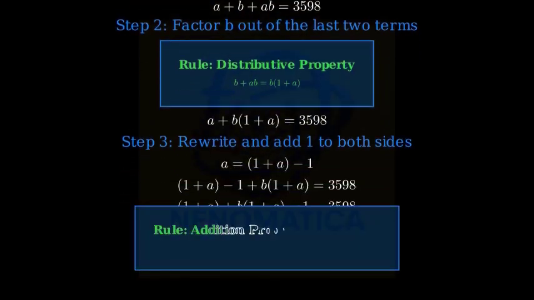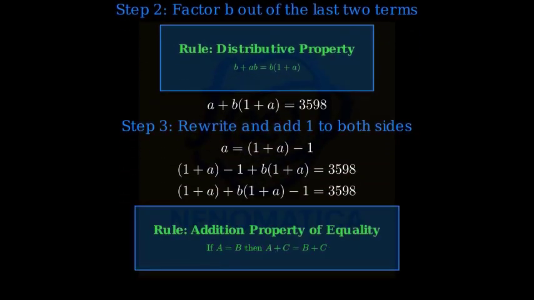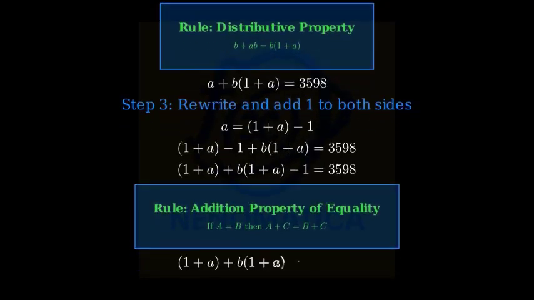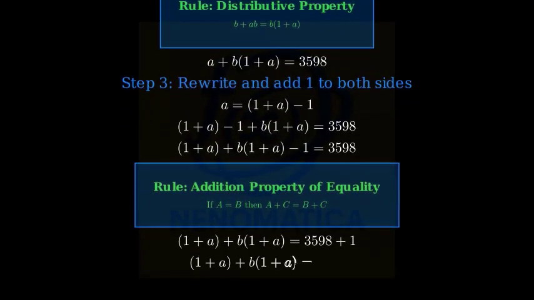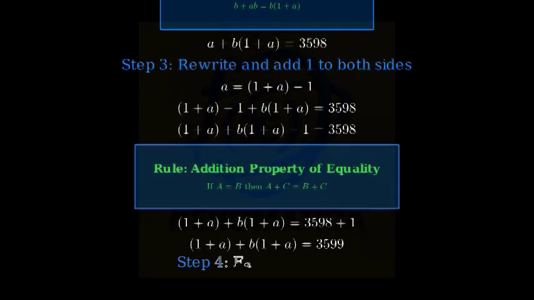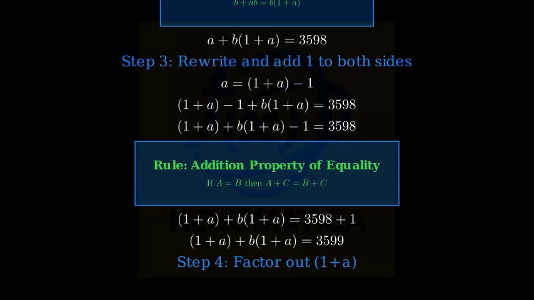Now, let's add 1 to both sides of the equation to prepare for factoring. 1 plus a plus b times the quantity 1 plus a equals 3,598 plus 1, which equals 3,599. Step 4. Now we can factor out the common term 1 plus a from the left side of the equation.